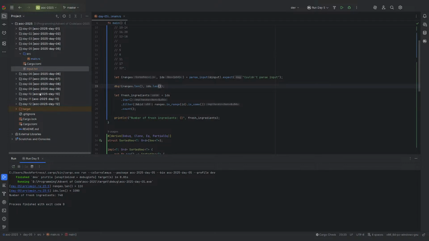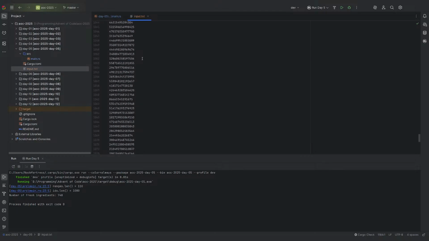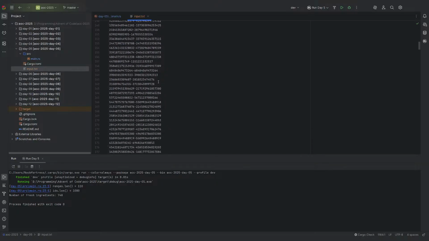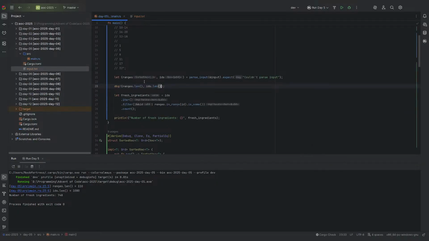And that's 110 ranges after splitting. How many lines of ranges are there in the file? At least, I mean, after merging, of course. 182. Does that mean some ranges were merged? Question is then, why?